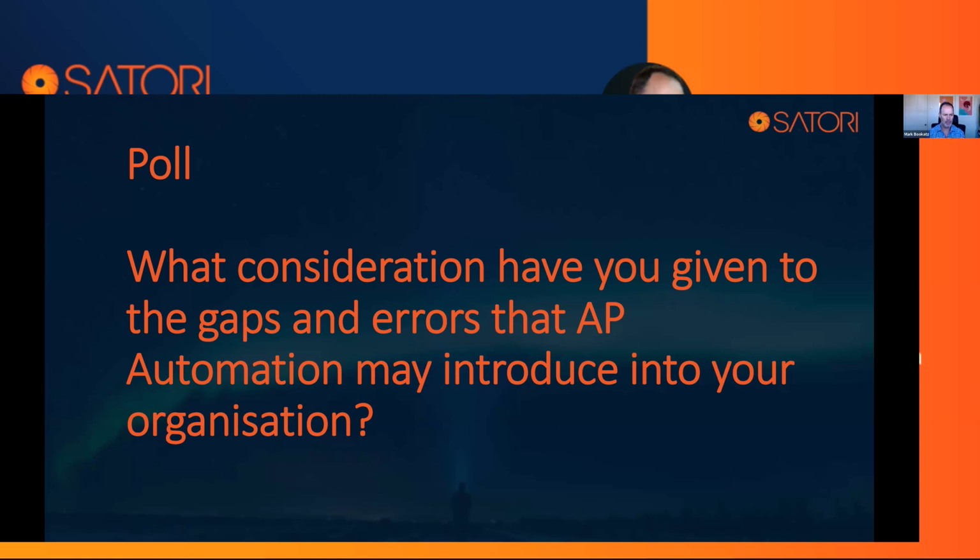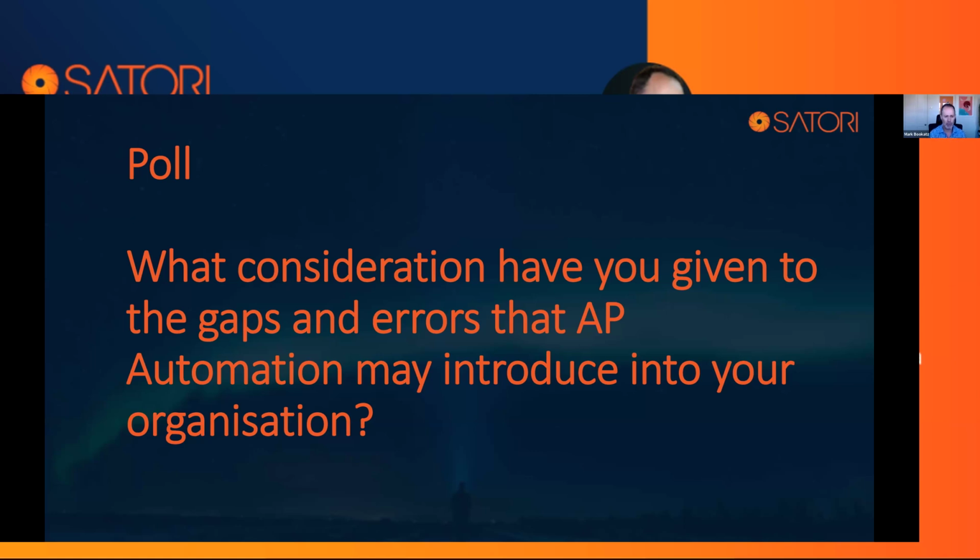So the four options. The first option was, we're not concerned that there'll be any specific gaps. Nobody answered that, so that's good. I think our education is working, guys. People understand that there are other potential gaps. The vast majority answered the second option, 86%, which is we use or plan to use a number of additional controls outside of AP automation for better control.